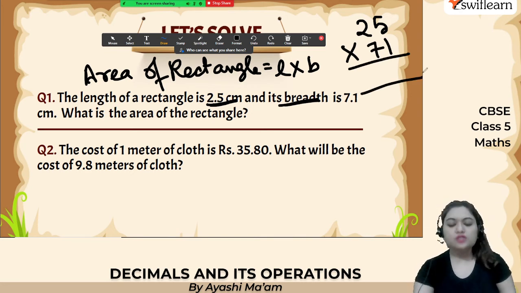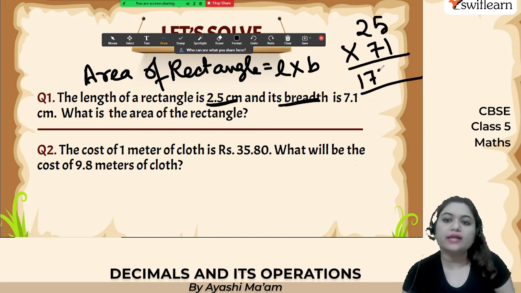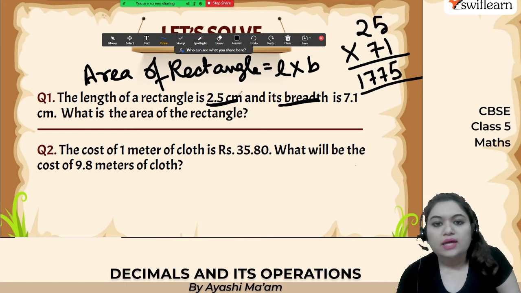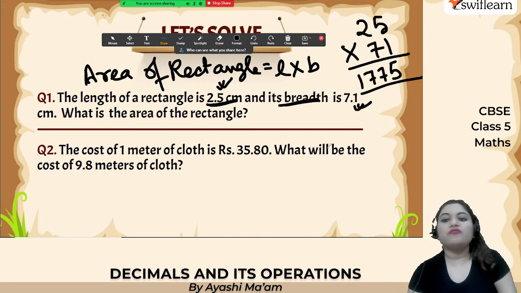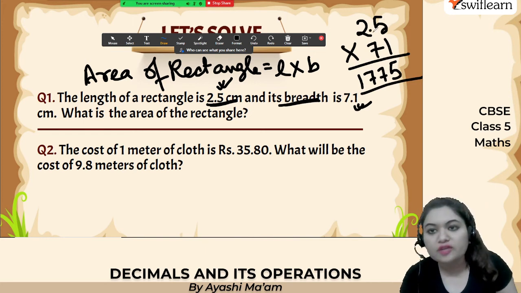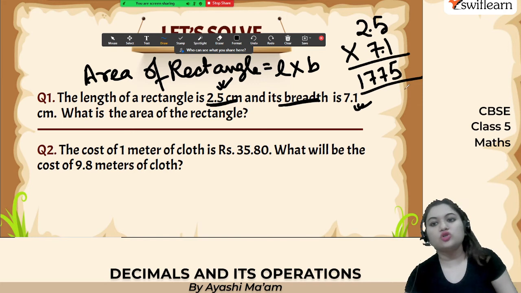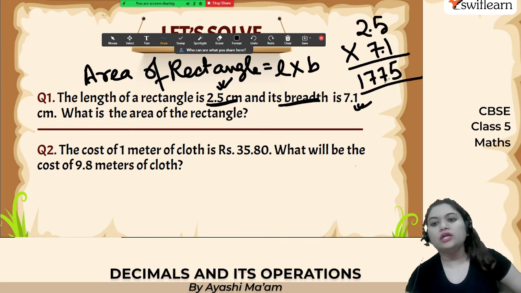Okay, so first you do it without the decimal point. So solve it, do the multiplication on your own. You will get the answer as 1775, right? And see, here after the decimal point we have one digit, here after the decimal point we have one digit. That means in total we need two digits after the decimal point. So in the final answer, starting from the right hand side, count 1, 2 and put the decimal point over here, right?